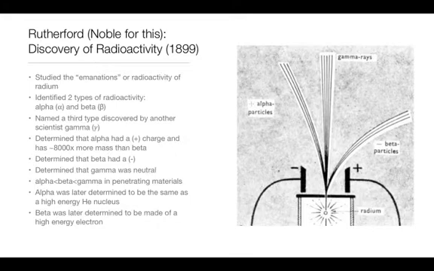He studied the emanations that were given off, what we now call radioactivity, and found that there were two types of radioactivity being produced by radium. He called these alpha and then beta. A third type of radioactivity was also discovered as he was conducting his experiments, and he named that radiation gamma.